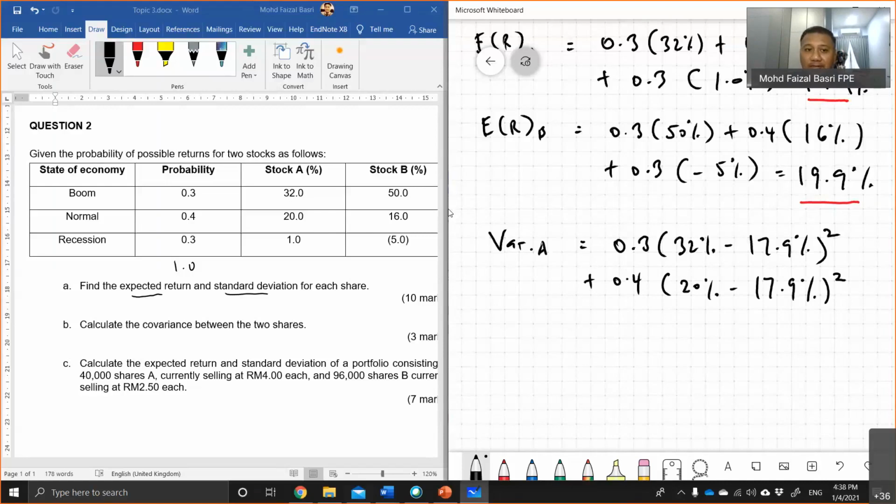For example, the last one here, 0.3, 1% minus 17.9%. If you don't square this, 1 minus 17.9, obviously we'll get a negative value. So we don't want that. For variance, the value is always positive. So please, can you calculate for me and let me know what the variance value will be here?